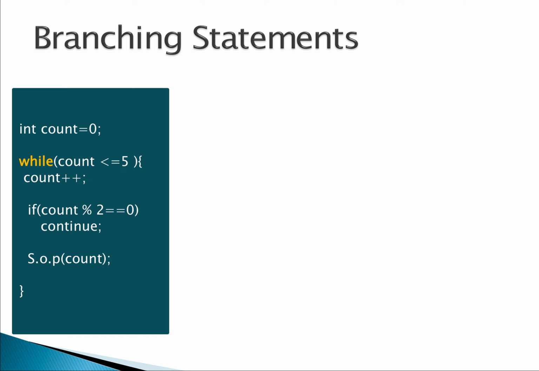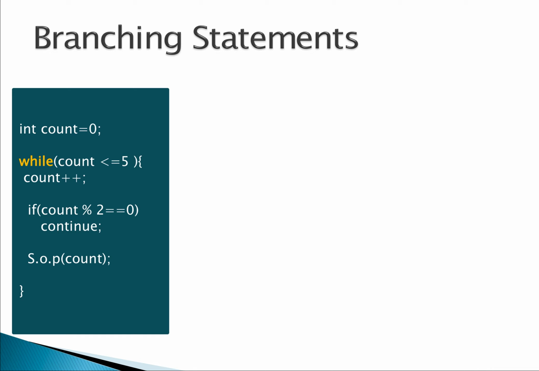Now taking the 1 to the while again, 1 less than or equal to 5 is true, so count will become 2. Now 2 % 2 equal to 0 is true. Since it is true, it is executing the continue statement. What happens when you execute the continue statement is it is going to continue with the next iteration. That means it is not going to execute any code following the continue statement. It is just going to skip all the code following the continue statement.